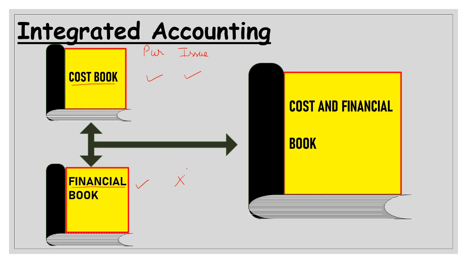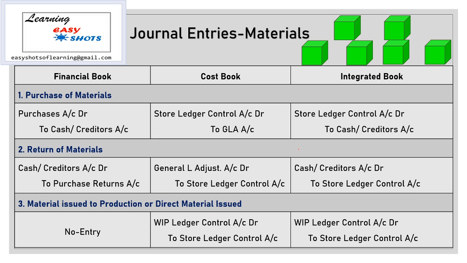But when we are talking about integrated accounting, here we merge these two sets of books into one book, which is known as the cost and financial book, where all the transactions of the cost book and all the transactions of the financial books are merged into a single book to avoid duplication of work, and it also saves our time. Now we discuss the general entries in integrated books.